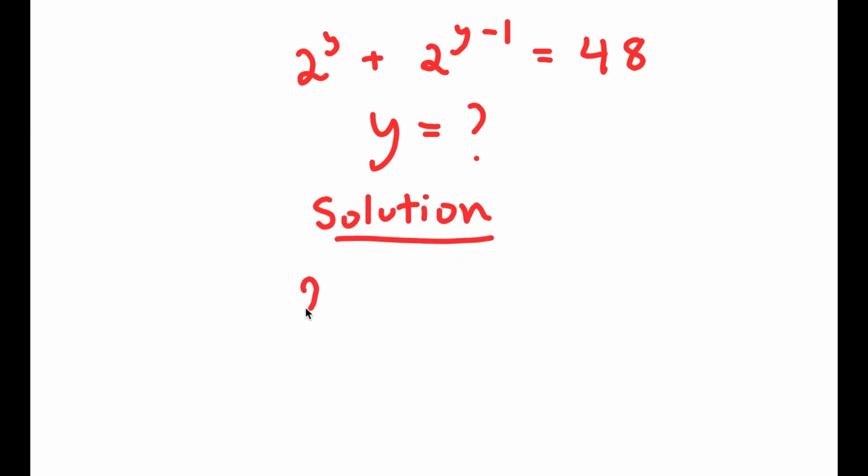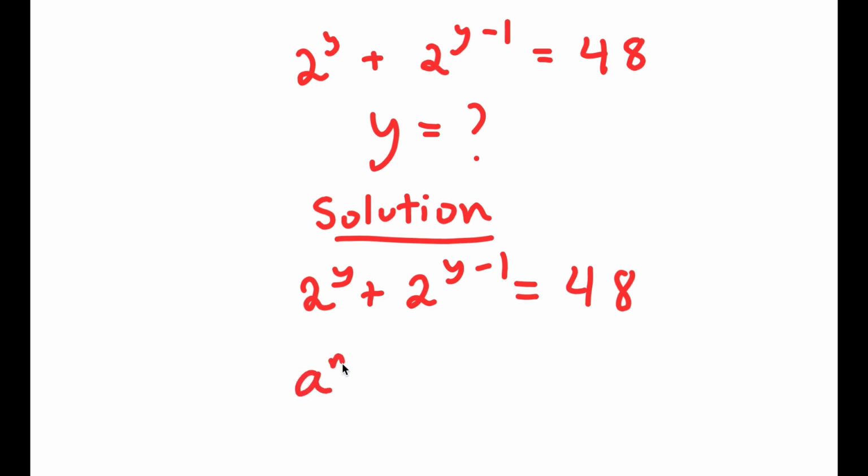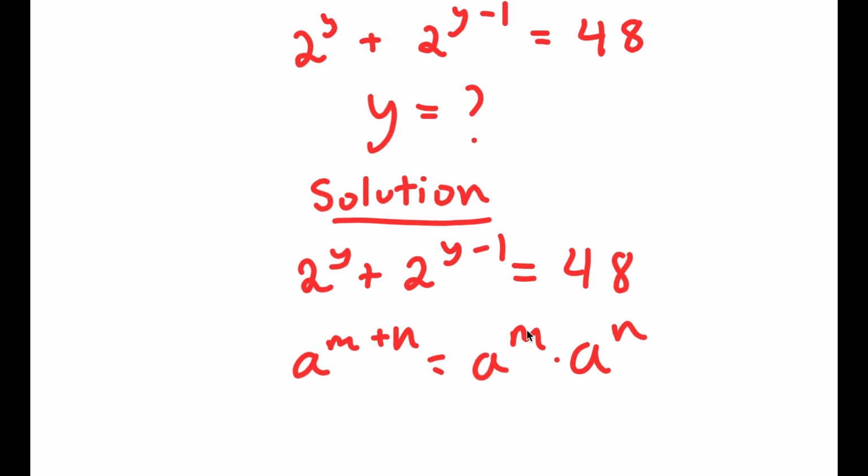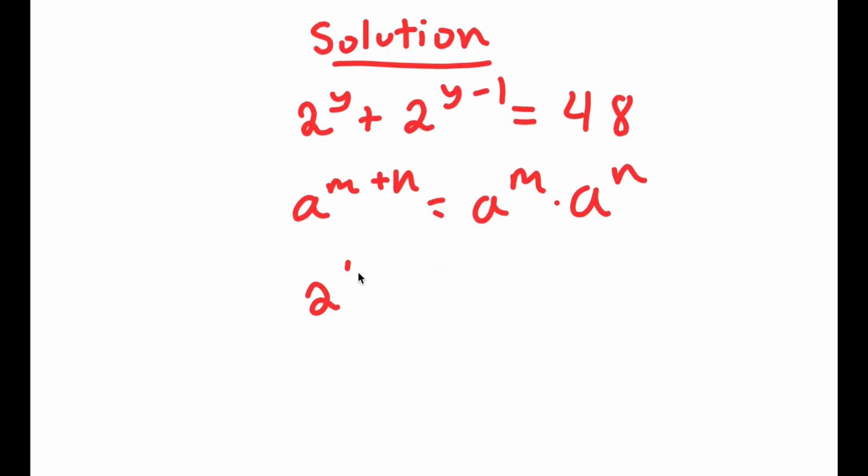I'm going to start by rewriting my equation. So I have 2 to the power of y plus 2 to the power of y minus 1 is equal to 48. Now, if I have something in the form a to the power of m plus n, this is equal to a to the power of m times a to the power of n. So in this case, I have 2 to the power of y plus negative 1. So this can equal 2 to the power of y times 2 to the power of negative 1.